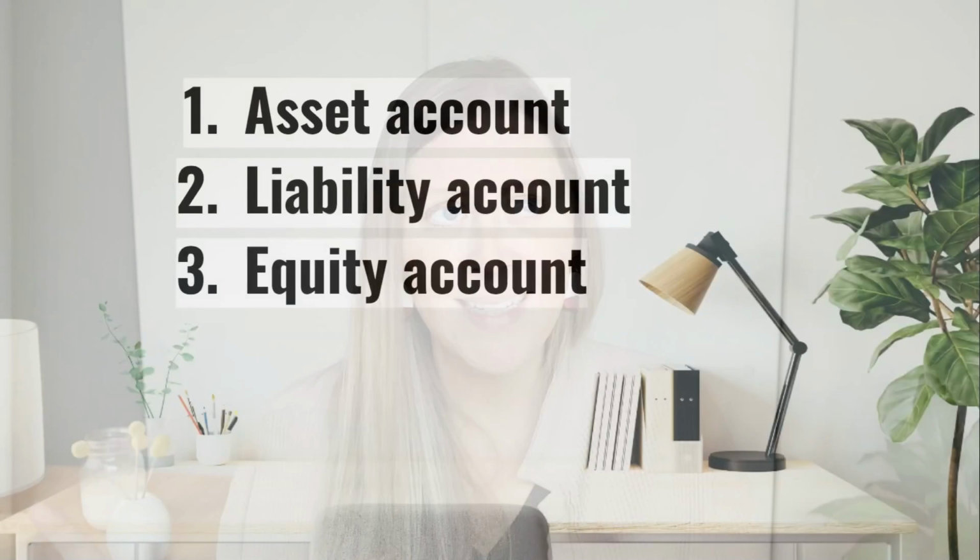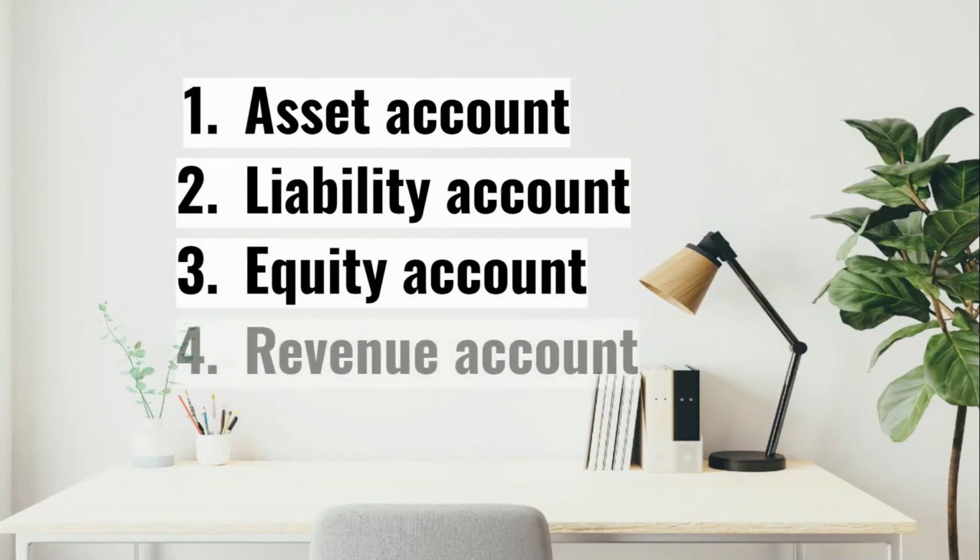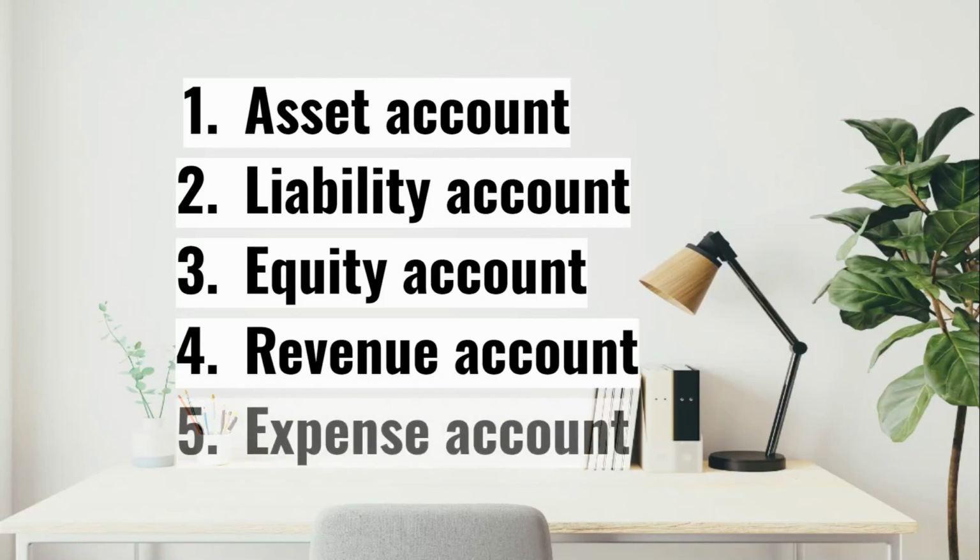All right, and then going back to those 5 accounts I told you about, we have assets, liability, equity. The other 2 are revenue and expenses. Revenue we also call income. In QuickBooks, it is called income. And then expenses, you probably know what they are. It's when you buy stuff.